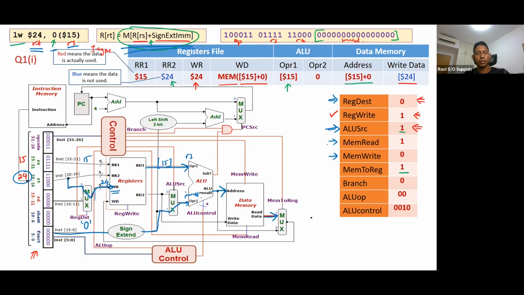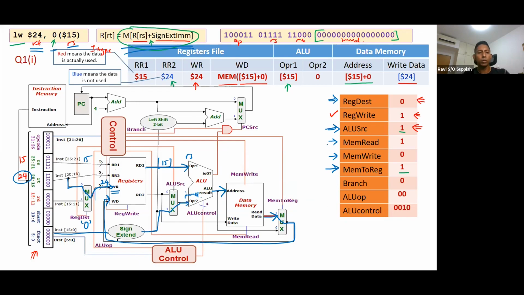This is the data that I actually want to write back. So since I want to write back the data coming from the memory, for the mem to register multiplexer, I take the line on top. So that is why it is 1.